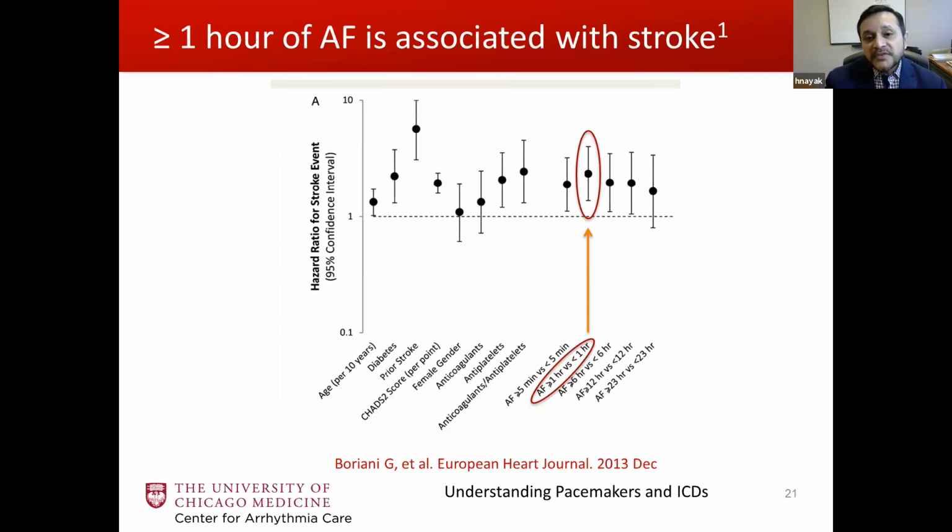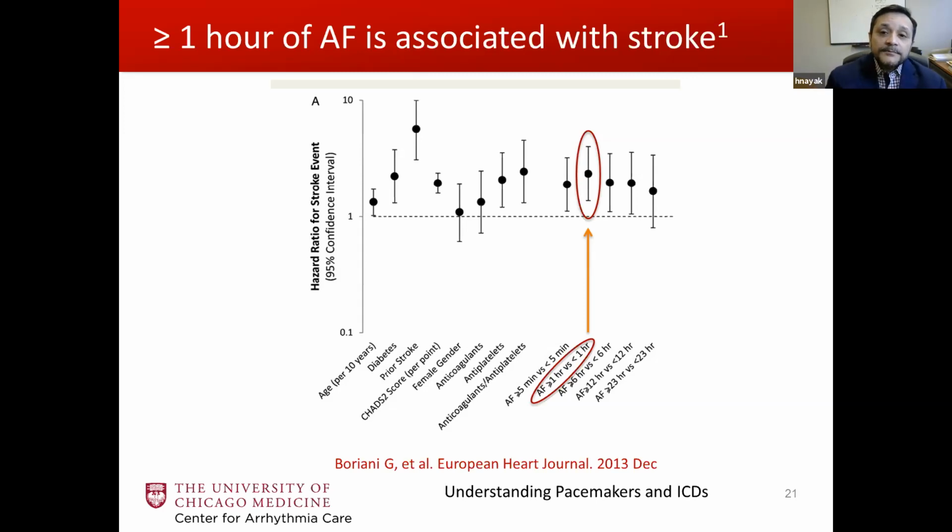Now, this is a moving target. We have a lot more data coming out looking at whether it's 1 hour, 6 minutes, or 6 hours. Once again, is it the total duration of atrial fibrillation, or is it atrial fibrillation burden? Devices can give you a burden of atrial fibrillation as well. Is burden important if it's 1%, 3%, or 5%? Once again, it's a moving target right now.